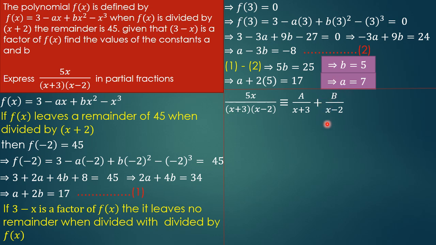Guys, what if one of our factors, let's say x squared plus 3, was a quadratic and an irreducible factor? We are going to have ax plus b. That's what we're going to have, ax plus b.